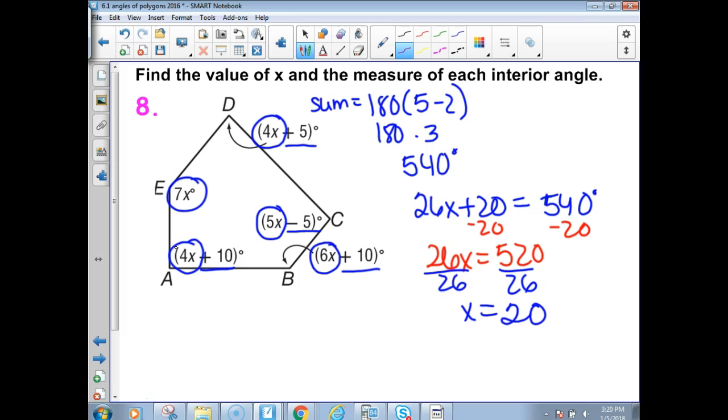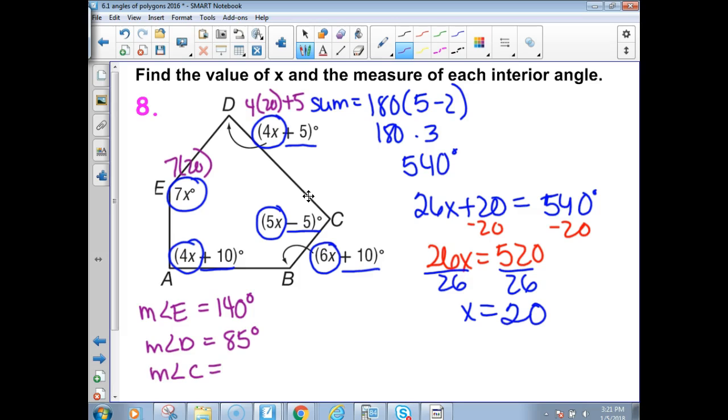I'm going to start, I don't know why, but I like starting on the left. I'm going to start with E. It doesn't matter what order. Measure of angle E, we're going to find the measure of angle D, etc. E would be 7 times 20. You could probably do that in your head. 140. 4 times 20 plus 5, that's 85 for angle D.